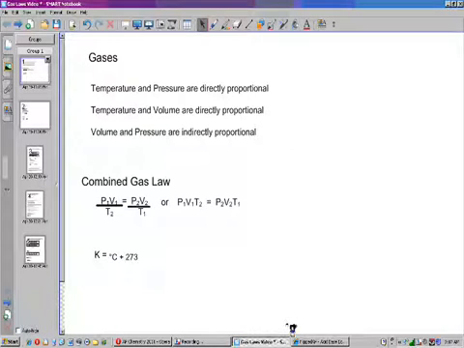Now, pressure can be in any unit, so atmospheres, millimeters of mercury, or torr, and volume could be liters, milliliters, it doesn't matter. However, temperature has to be in kelvins, and finding kelvins is really easy. You just take degrees Celsius and add 273 to it.